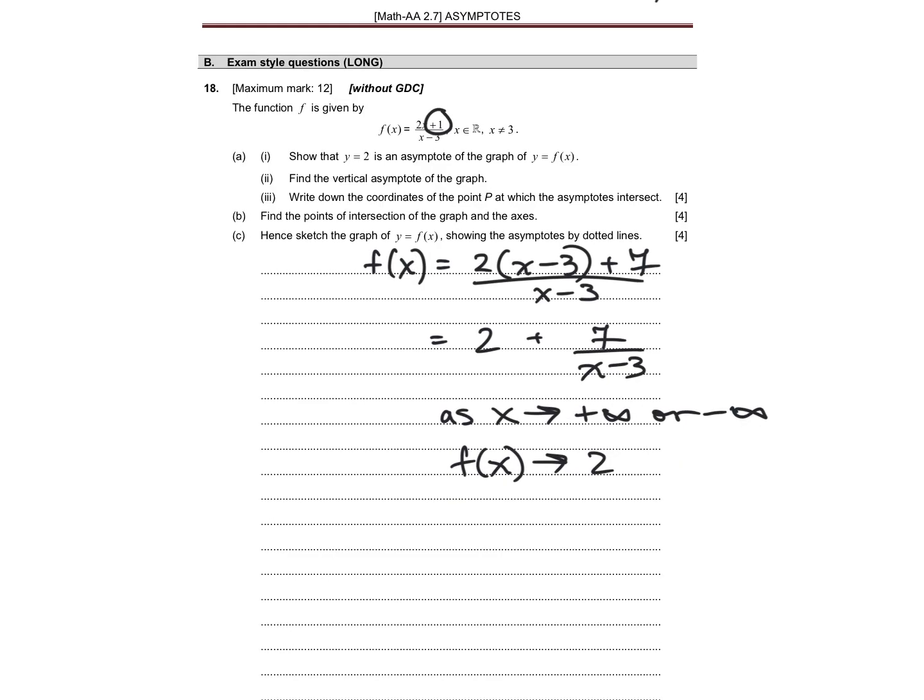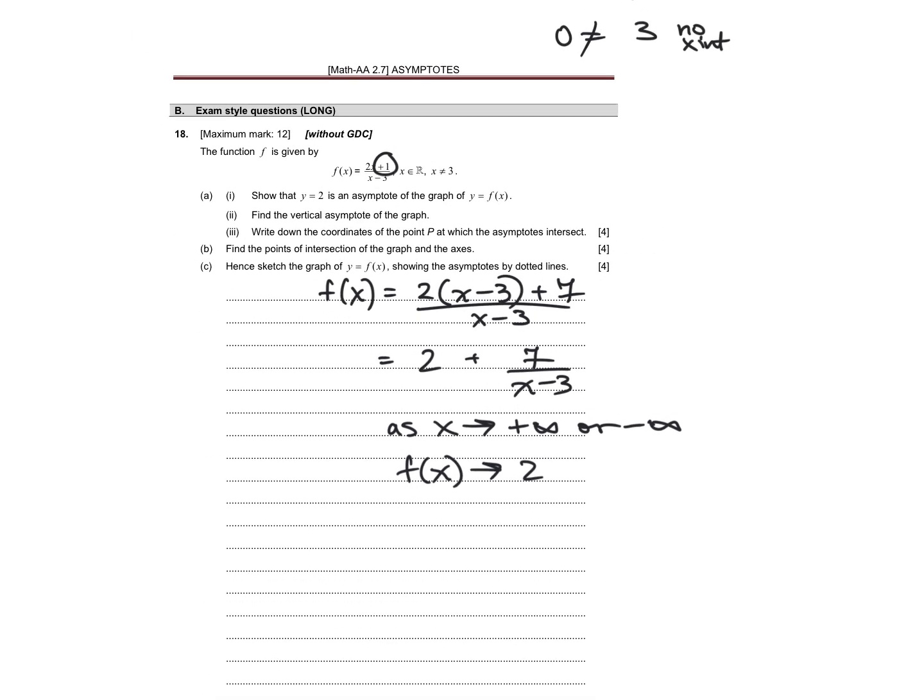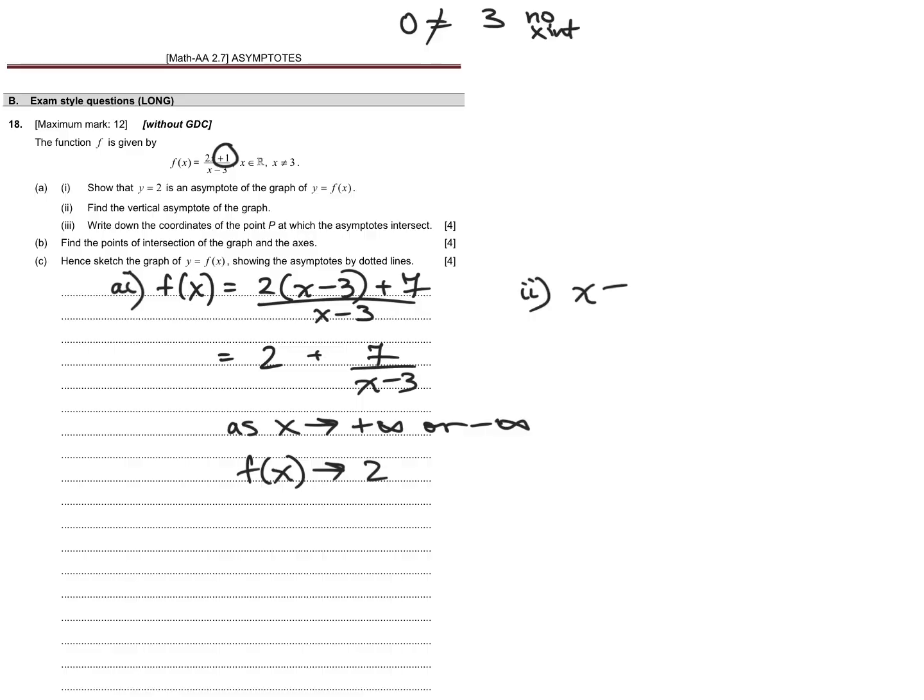The other way we can do it is if we divide everything by x, okay? All right, so that's part A, double I here. Find the vertical asymptote. Well, I think it's quite clear to see that x equals 3. And triple I, write down the coordinates of the point P at which the asymptotes intersect. Well, that's going to be 3, 2, because the x is 3 and the y is 2.